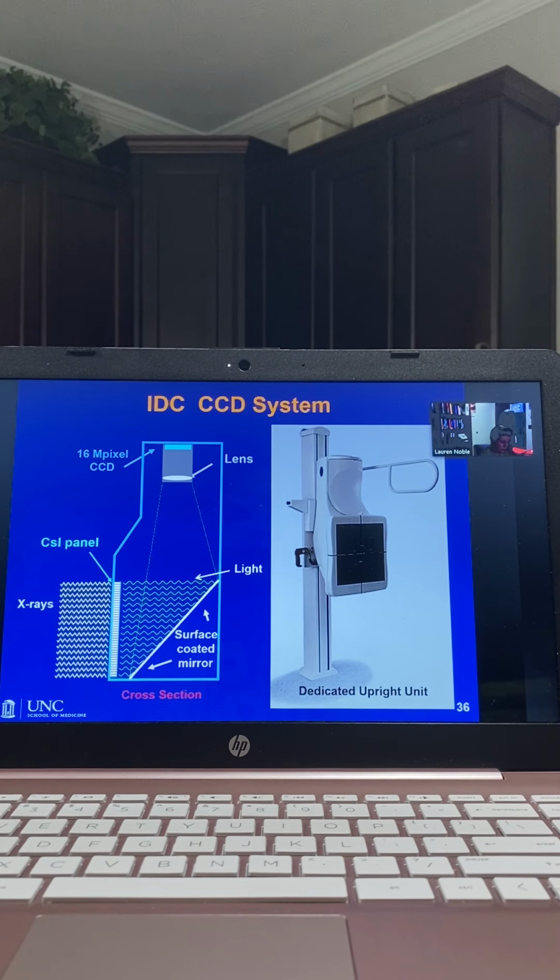CCDs, just so you know the history, CCDs were first used in mammography. They started in mammo.